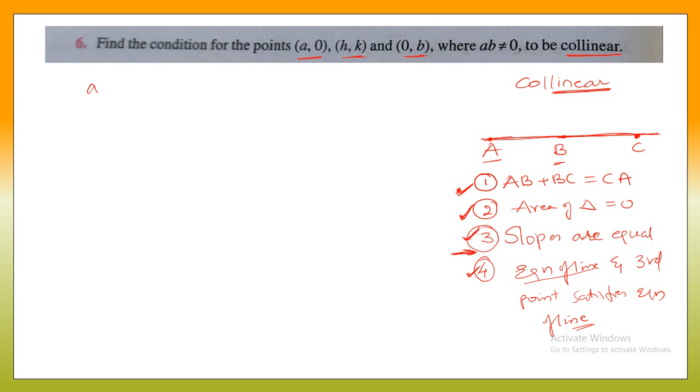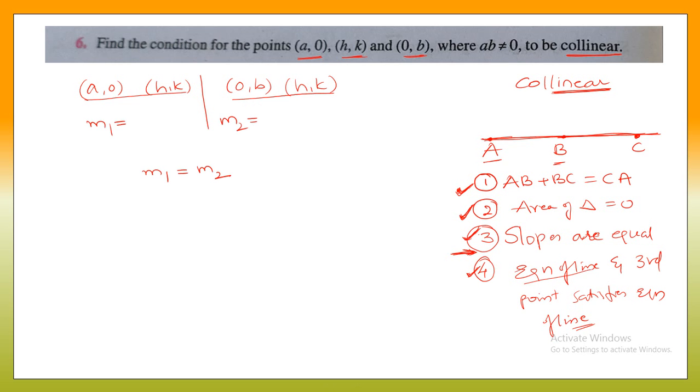Now, how many points are given? 3 points are given: A comma 0, H comma K and 0 comma B. I have chosen 2 points at a time. With 2 points I am going to form one slope, and with the other 2 points I am going to form one more slope. Let this slope be M1 and the other slope be M2, and finally I am equating them, M1 is equal to M2. Then I am going to get one condition, right?